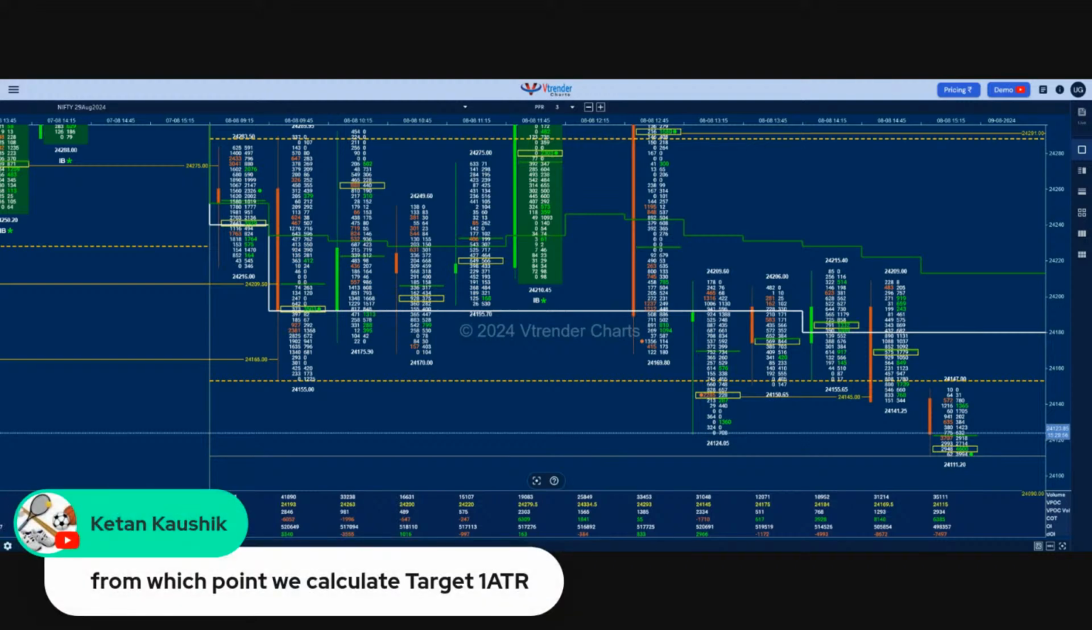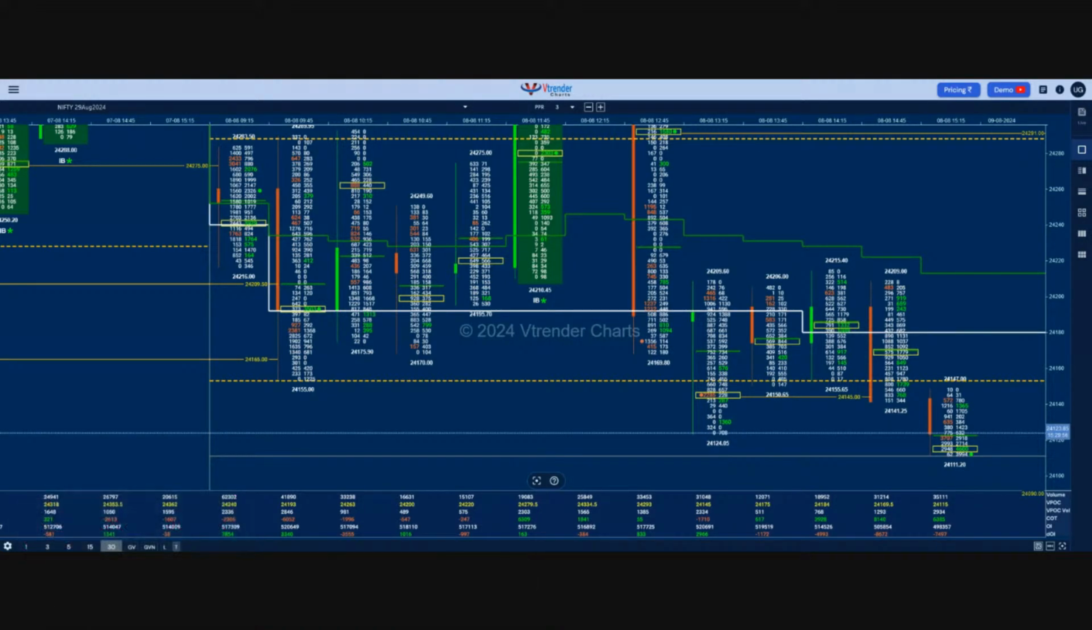Ketan has a question: from which point do we calculate the target? The targets are calculated from the failed auction point, the FA point. So in Nifty futures, the 180R downside from 24398 was coming to 24121, which we hit at the close today.